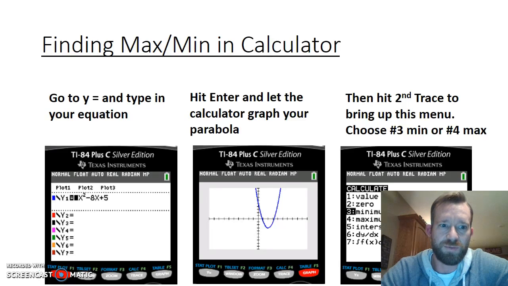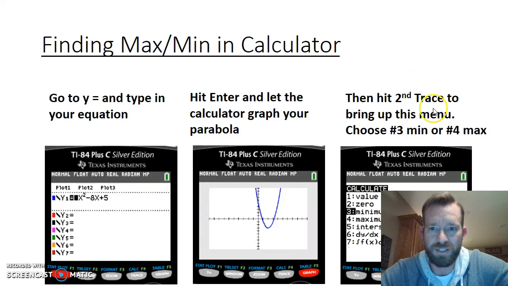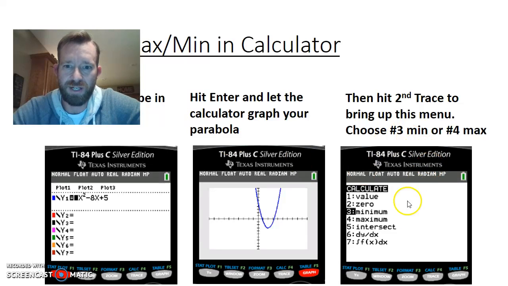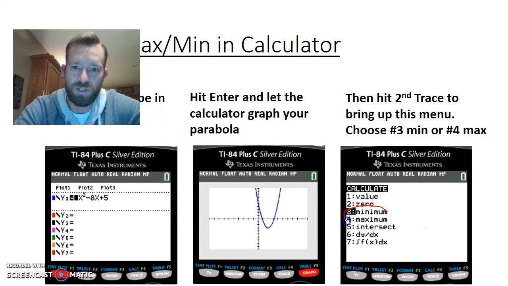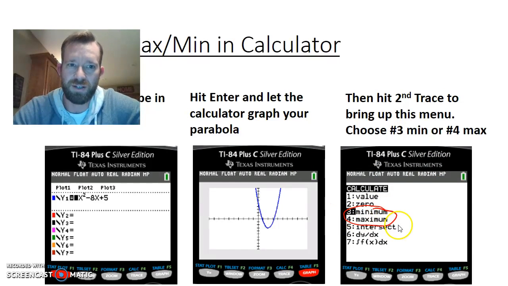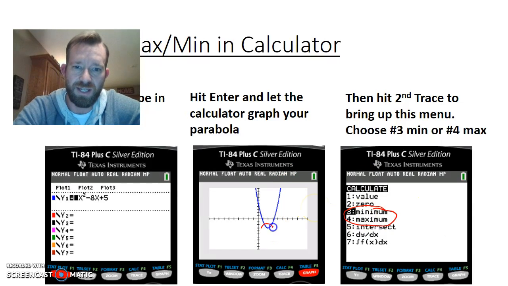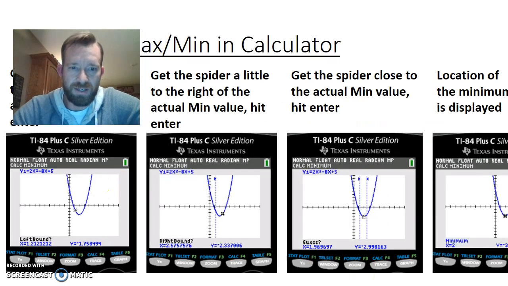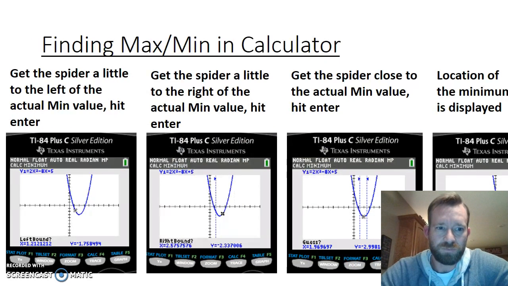For your maximum and minimum on the calculator, follow these steps: plug it in the calculator, hit enter. You're going to find this menu on the calculator. Go ahead and hit second trace to bring up this particular menu. You'll either want to choose minimum or maximum depending on what the problem is. Here we see that it has a minimum, so that's why I chose answer choice 3, minimum.